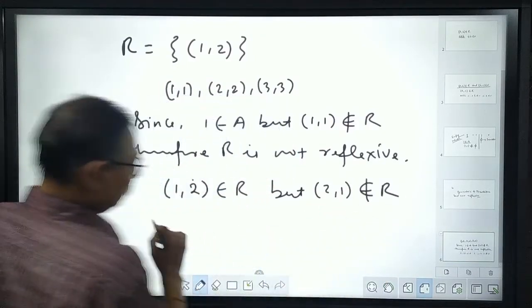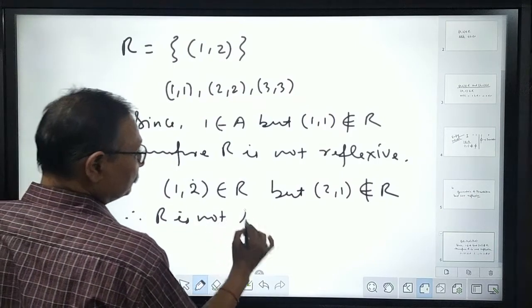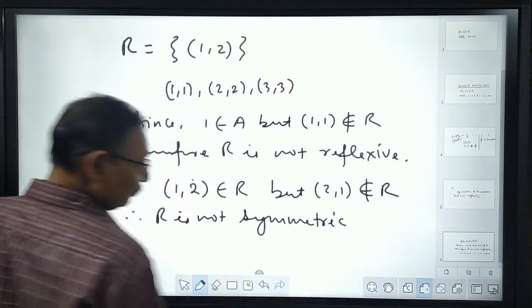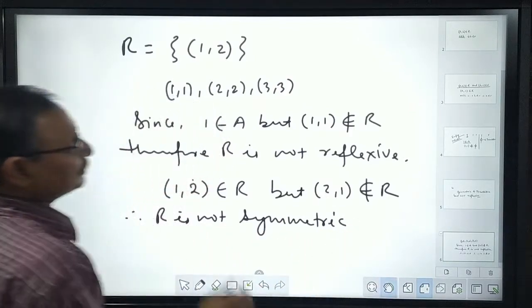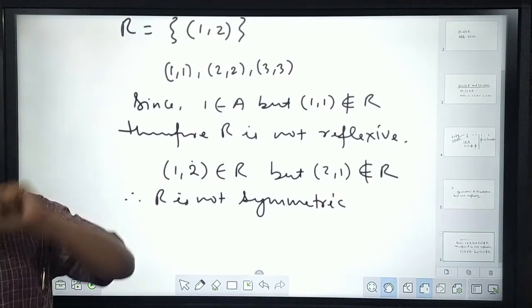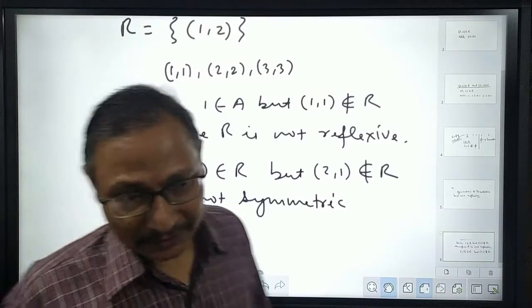So clearly R is not symmetric. But what about transitivity of this relation? Again, I am repeating the same statement.